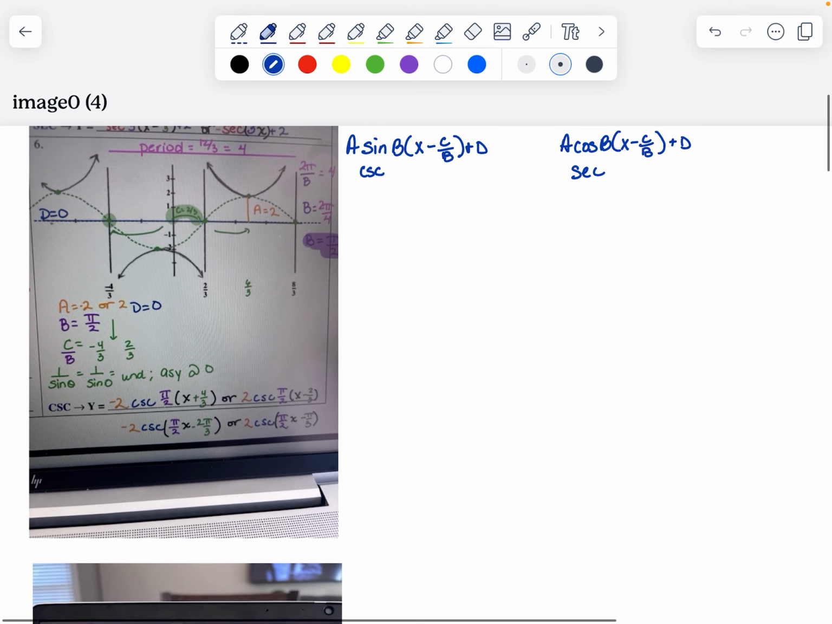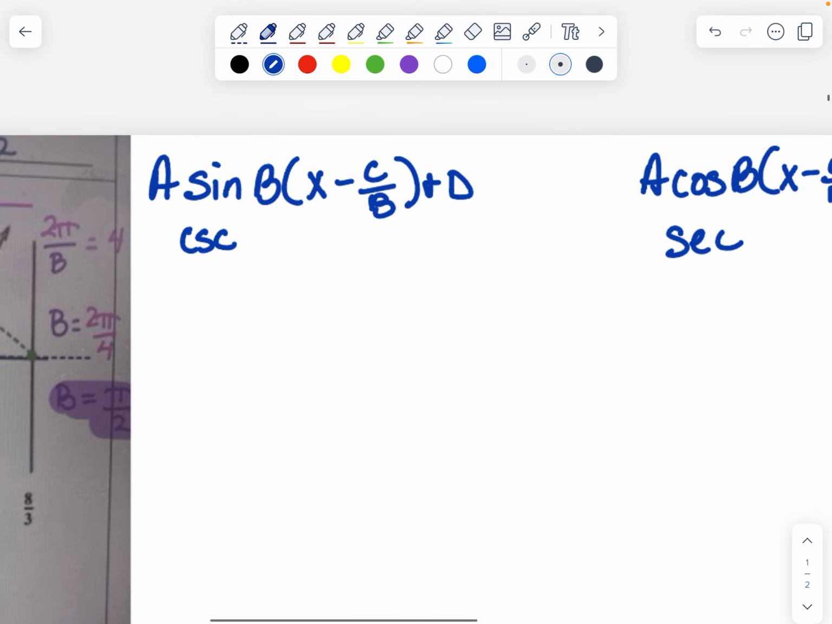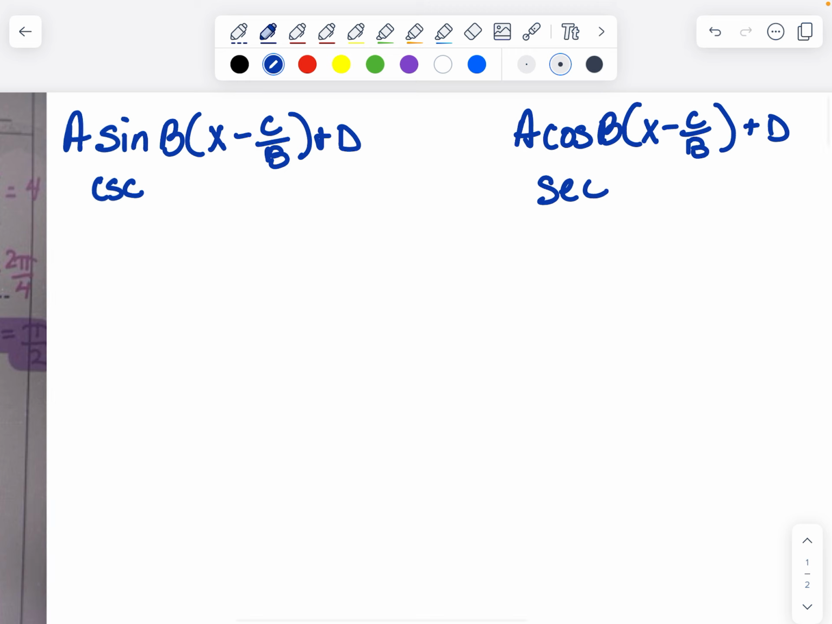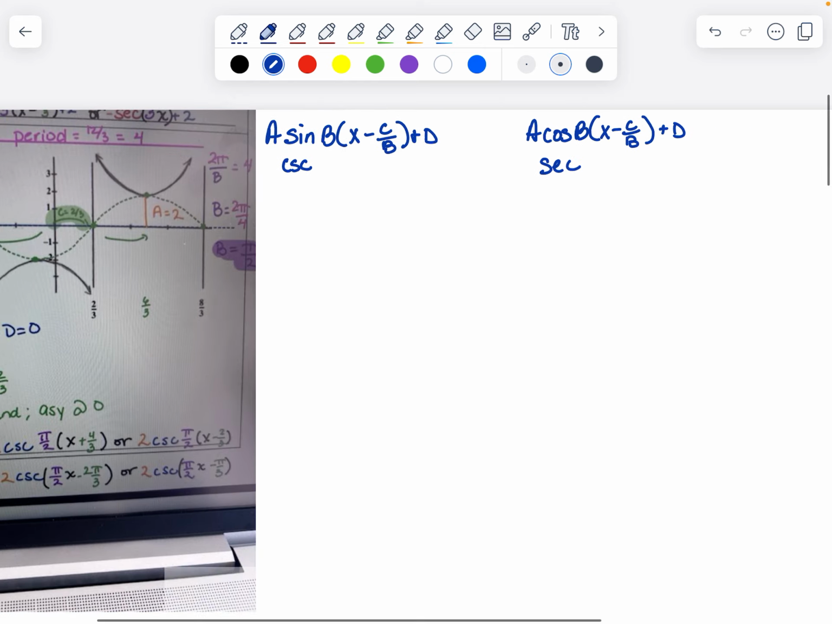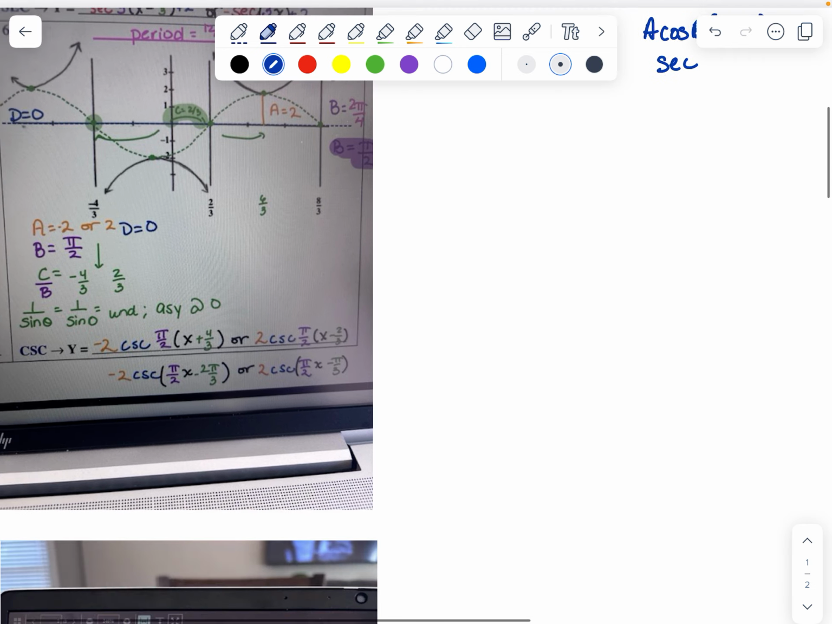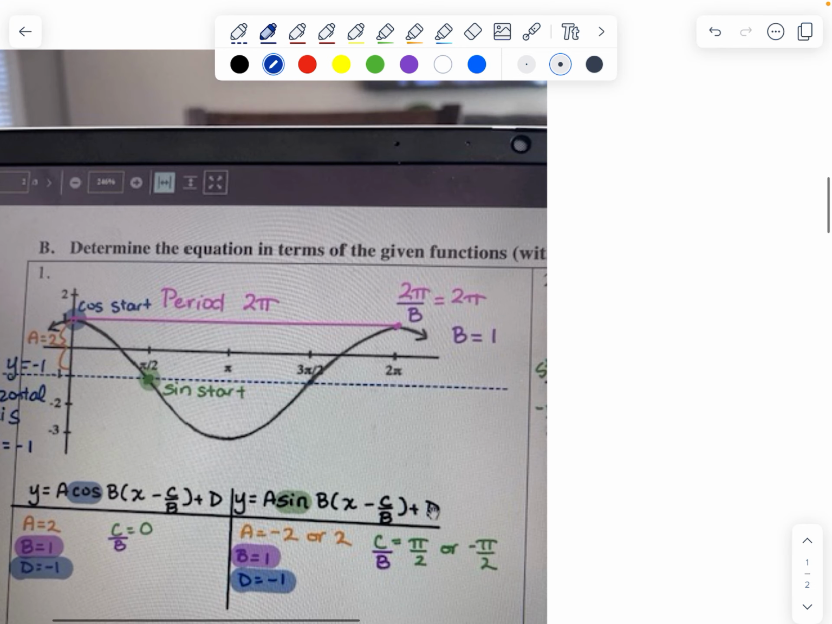Okay, so you need to kind of memorize this right here, right? A sine or a cosine graph with this C over B stuff and the D, all of this kind of got to be memorized, right? So we're going to start with an easy one, this one right here.